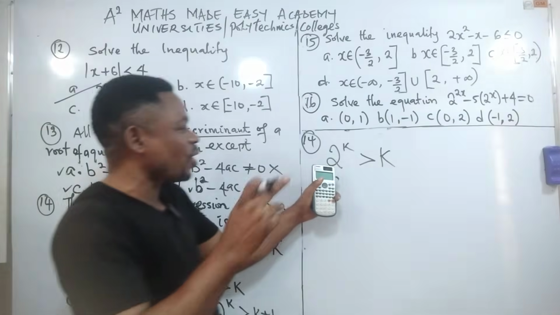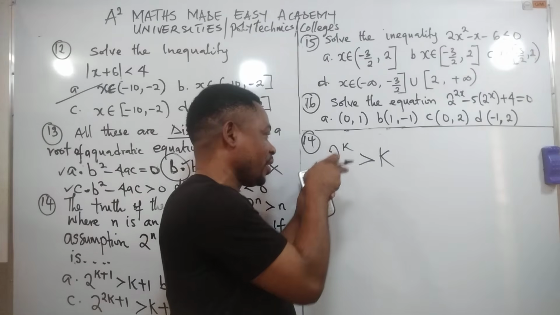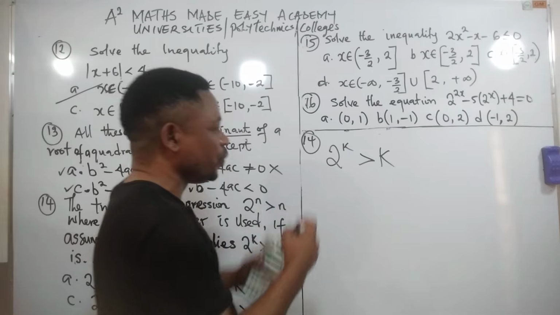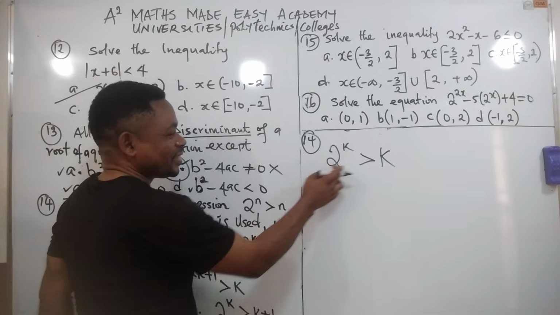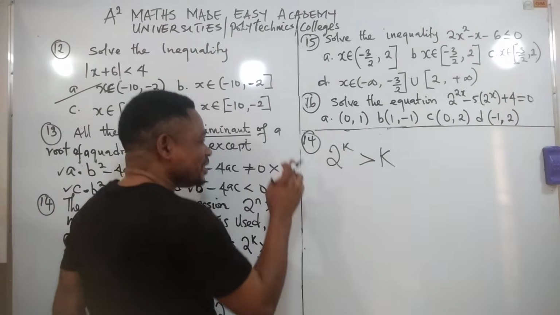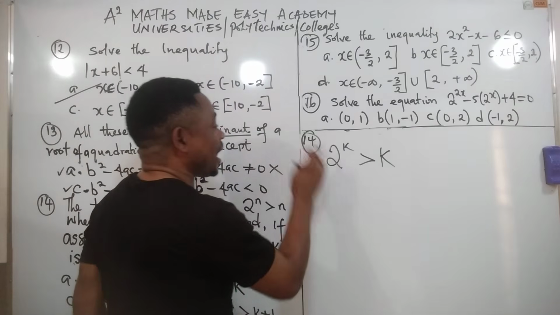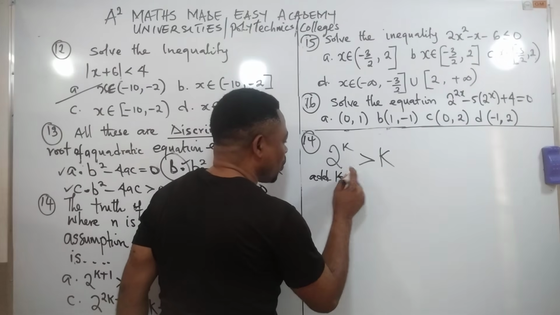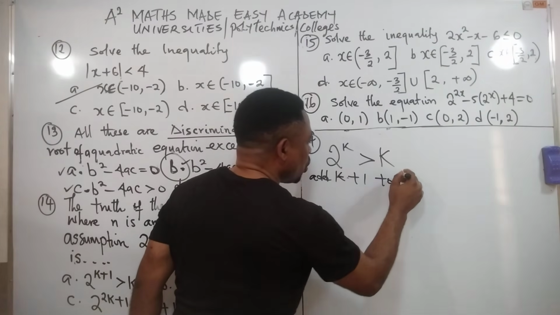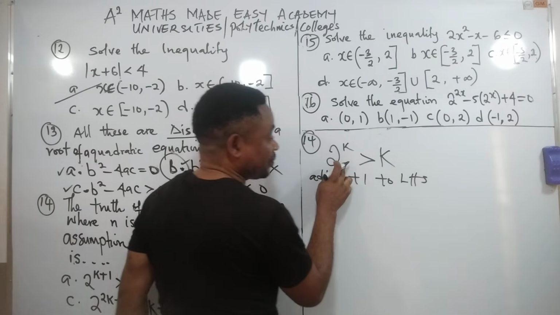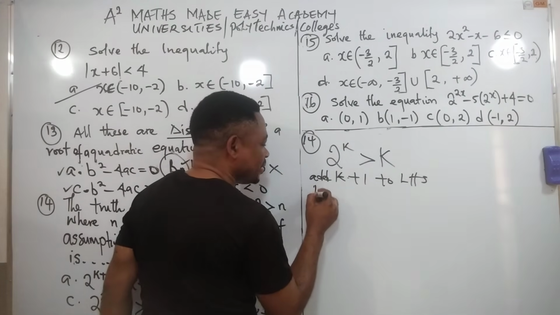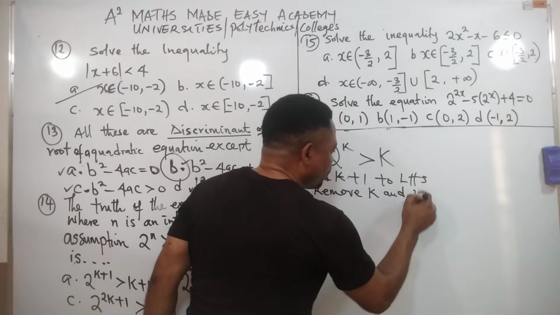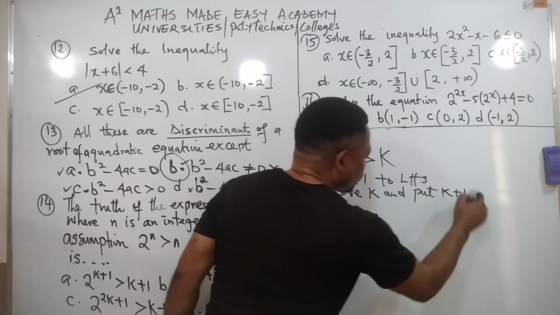Now the next thing is for us to prove, or verify. And verify is the main proof that we are looking for. What do we do? This is the left hand side, right? This is the right hand side. Now the statement is that anytime you encounter the right hand side, please add k plus 1 to the left hand side. Then to the right hand side, remove k and put k plus 1. That is what we do.